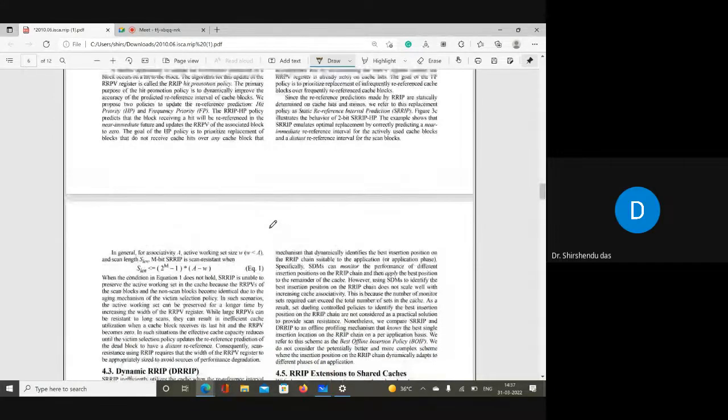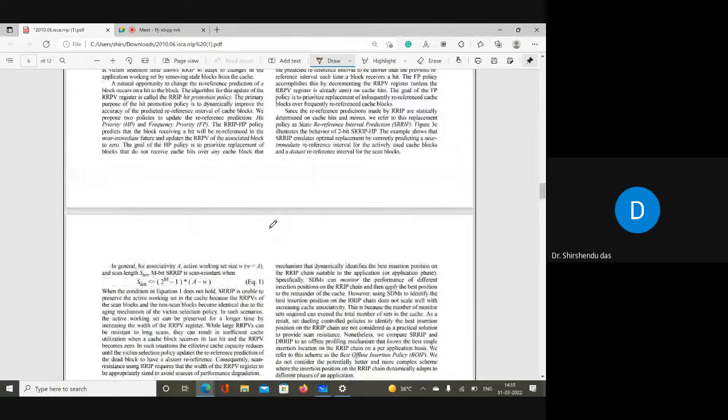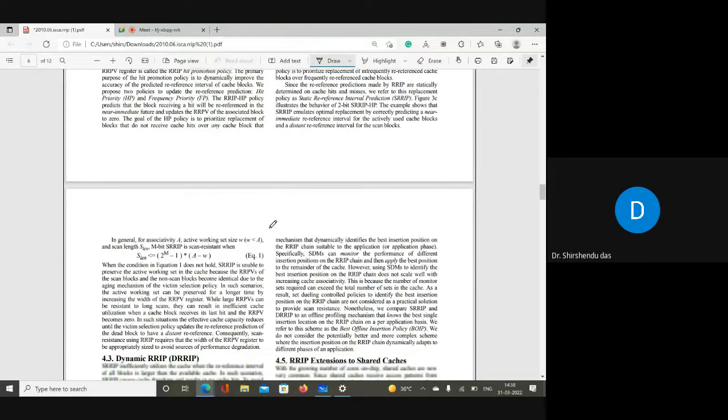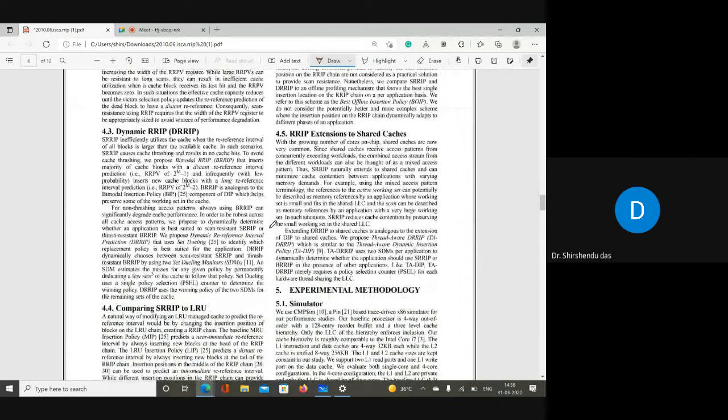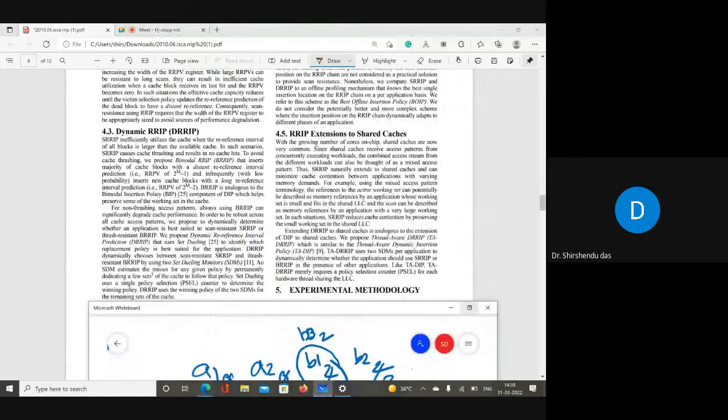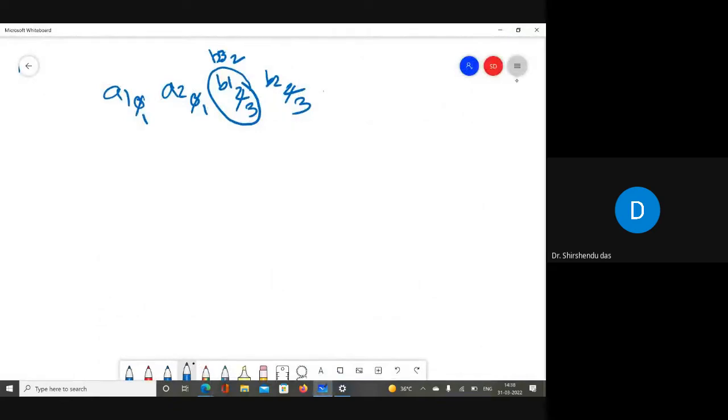Okay, so I hope SRRIP is clear. If SRRIP is clear, then there is nothing else left in this paper. Why I'm saying that: because if you understood the last lecture, then after SRRIP the remaining things are just inspired from the DIP paper.